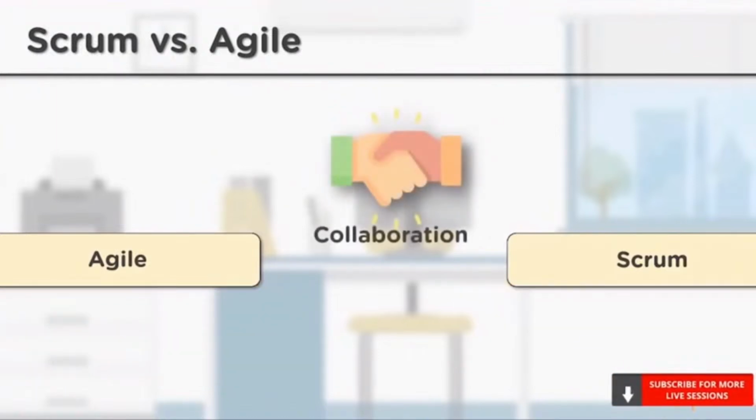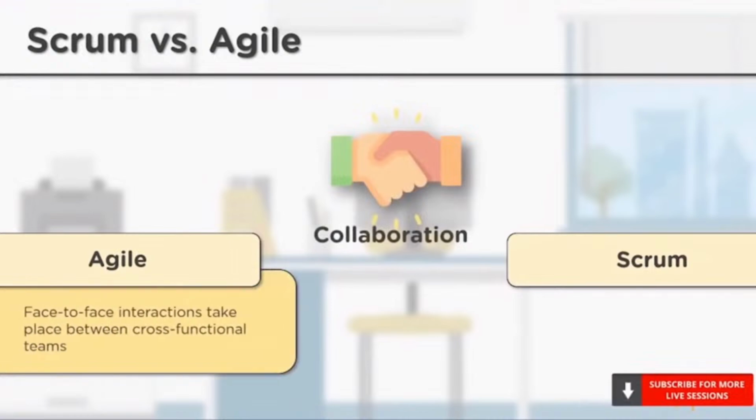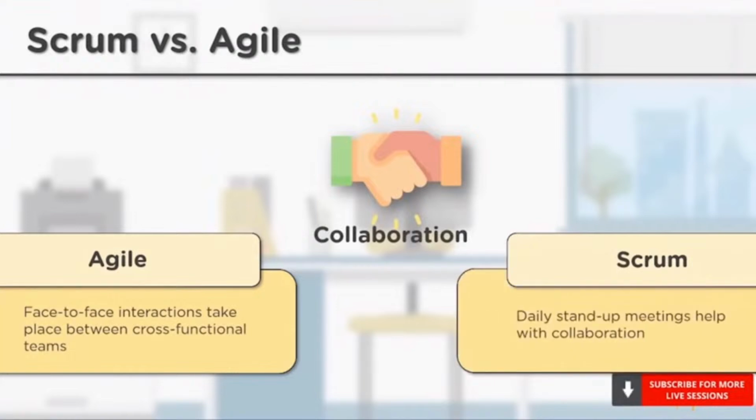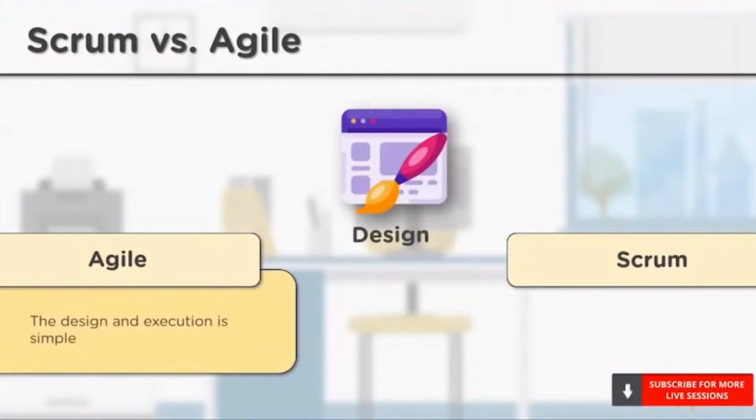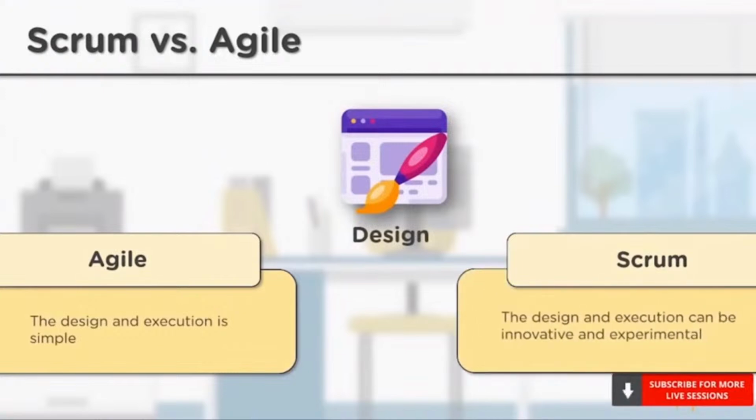Next, we have collaboration. With Agile, collaboration involves face-to-face interactions with team members of other cross-functional teams. For Scrum, daily stand-up meetings take place with specific roles like Scrum Master, Product Owner, and the Scrum team. And finally, we have design. With Agile, the design as well as its execution is relatively simple. With Scrum, the design and its execution can be innovative and experimental.